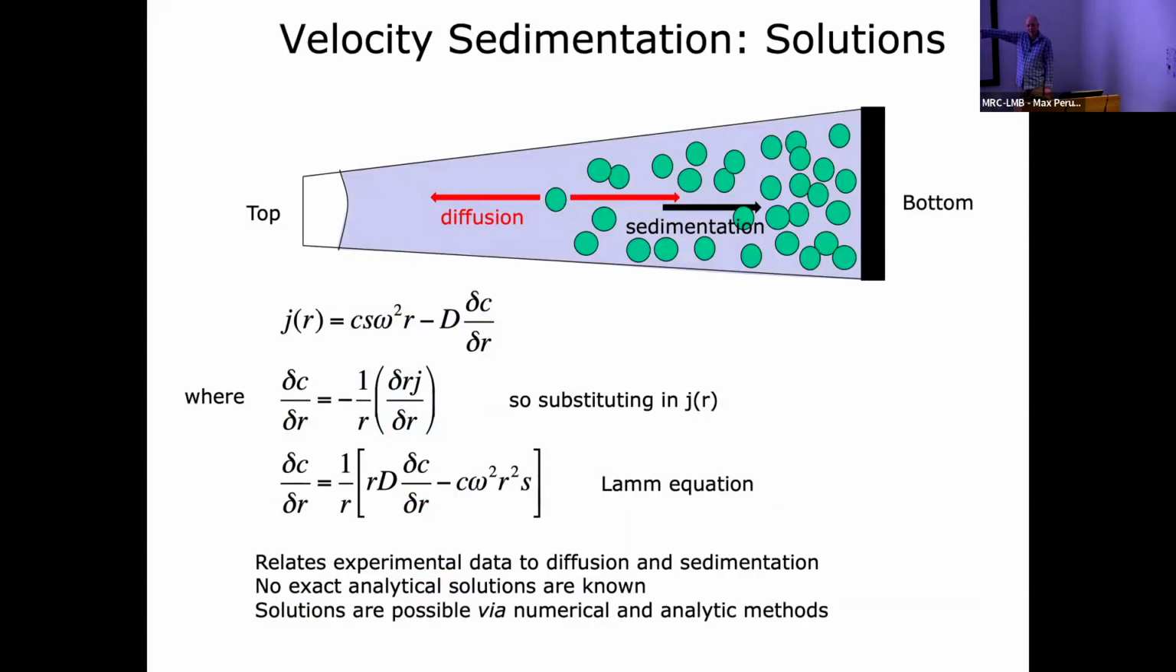You can't really go any further here. If you look, there's a differential concentration change over radius change on both sides of the equation, so there's not any further math you can do to solve this equation. So the way they do it is through simulations, either numerical or analytical methods, to try and get through.